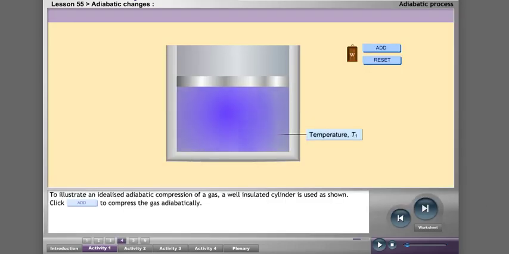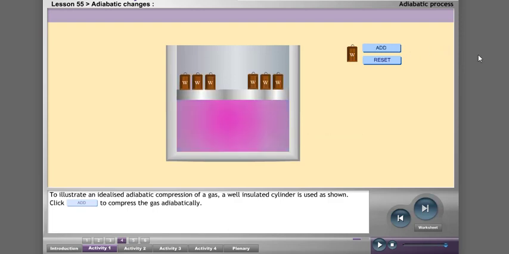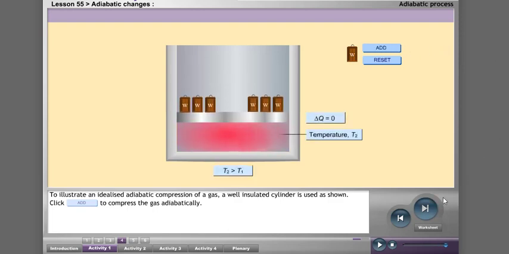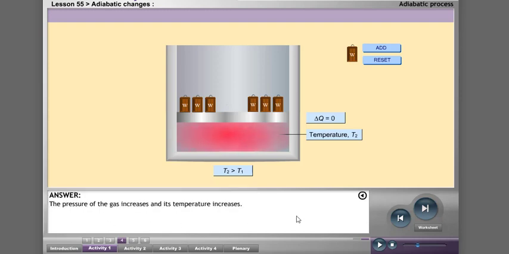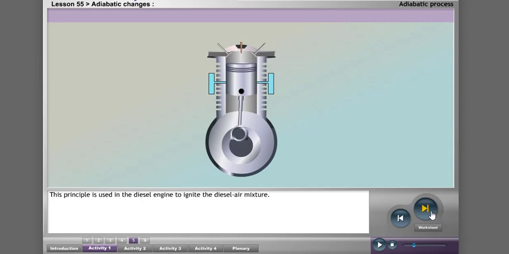To illustrate an idealized adiabatic compression of a gas, a well-insulated cylinder is used as shown. Click Add to compress the gas adiabatically. When the piston is pushed down fast, the gas is compressed adiabatically. What happens to the pressure and temperature of the gas? Answer: the pressure of the gas increases and its temperature increases. This principle is used in the diesel engine to ignite the diesel-air mixture.